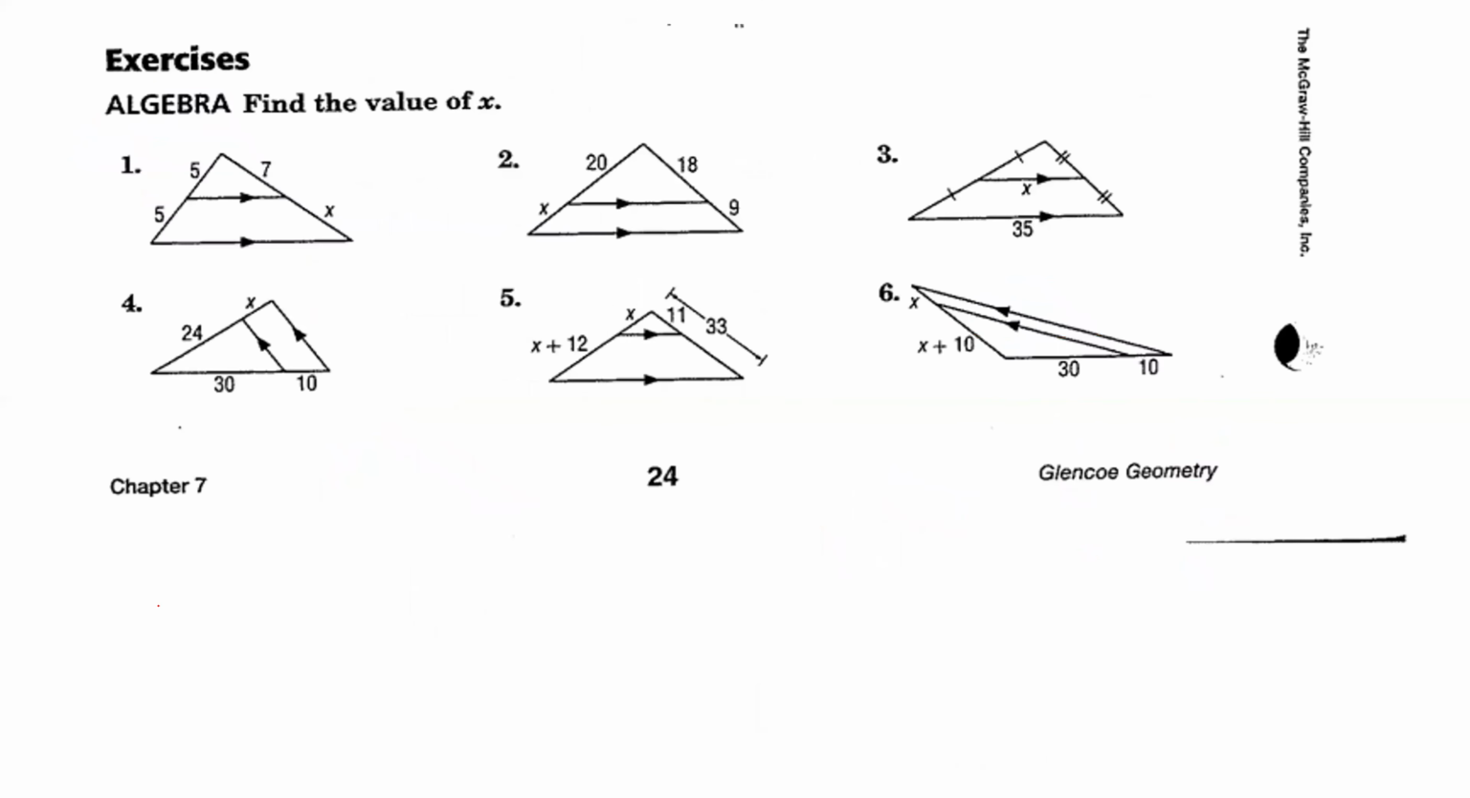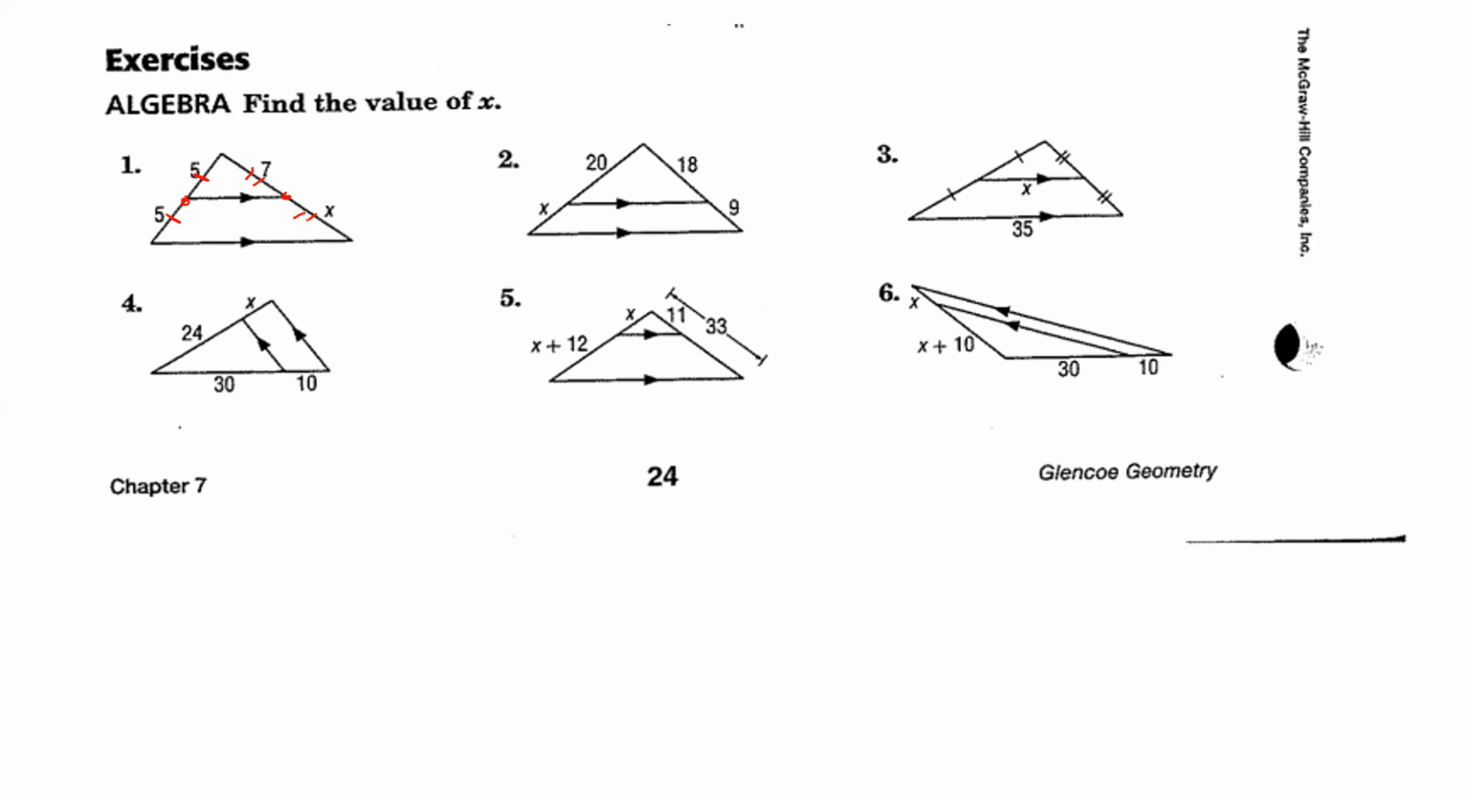Now, let's look at some other examples. So on number one, we have 5, 5, 7, and X. All right. Well, this one is dealing with mid-segments. We have these two pieces that are congruent, so this is definitely a midpoint. And we're going from a midpoint and have this parallel line coming from it. That means that this must also be intersecting the other midpoint. So this is a mid-segment, and these two must be congruent. So what's X?